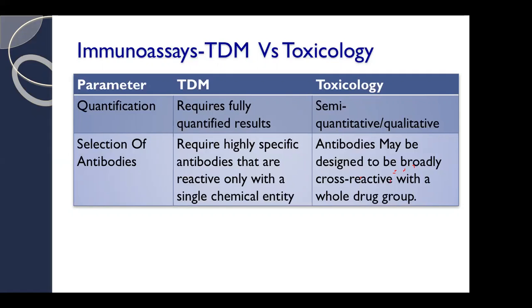And the very important thing, which was the question in the previous slide, is the selection of antibodies. Now, in therapeutic drug monitoring, you have to monitor a patient for a certain drug, for example methotrexate or tacrolimus. So we need to exactly identify that specific drug. That requires very high specificity for antibodies, reactive only with that single chemical entity. The one reacting with tacrolimus should not cross-react with methotrexate, right?